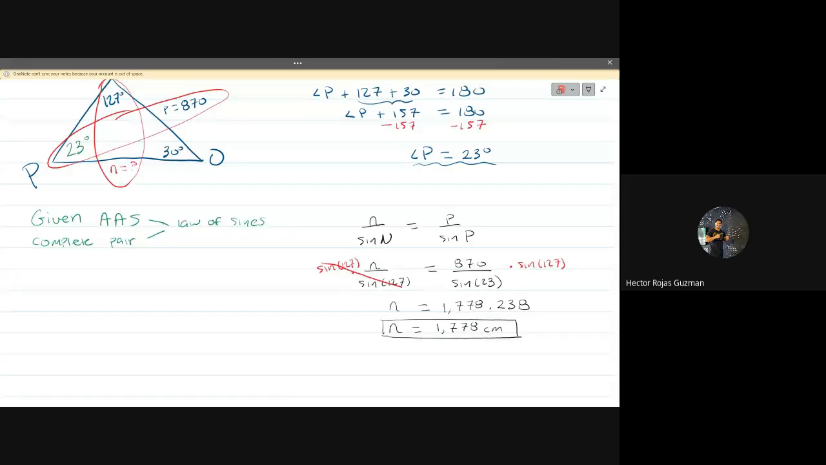Okay. So there you have it. Two examples that are pretty similar to the practice mini final. Hopefully you guys find them helpful.